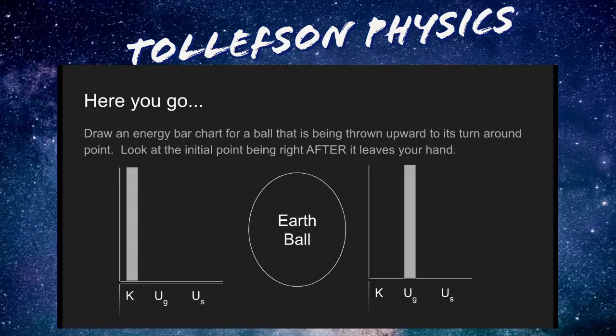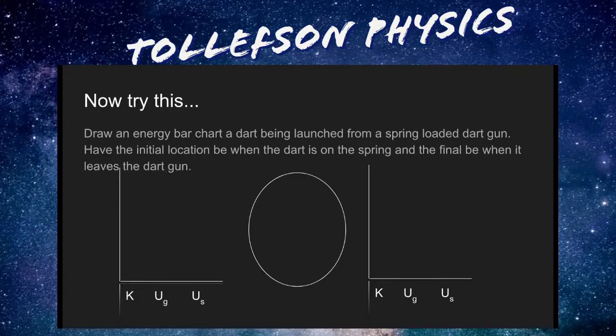All right, let's try one more. So now let's consider a spring-loaded dart gun. And so let's look at when the dart is against the spring inside the dart gun. That's your starting position. And then let's think about how fast that dart is going when it is leaving the dart gun and no longer touching the spring. So once again, hit pause, come up with an answer, and unpause when you're ready to see it.